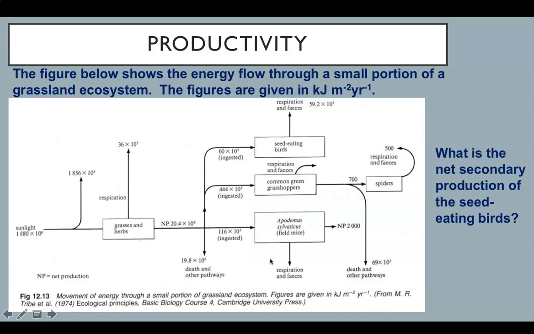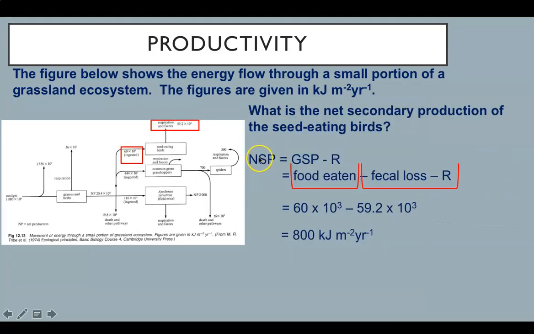Here is another practice problem. What is the net secondary production of the seed-eating birds? Again, stop the movie and attempt the calculation. So you know the formula, NSP equals GSP minus R. You just have to figure out where these numbers come from. Remember, we talked about the fact that the GSP is the food eaten minus the fecal loss, minus R. And if you look here, here's the food eaten, and then we have the respiration and fecal loss combined here. So you need to be able to extract that information and apply it to the formula. And you should come up with this. Again, make sure that these numbers make sense to you.